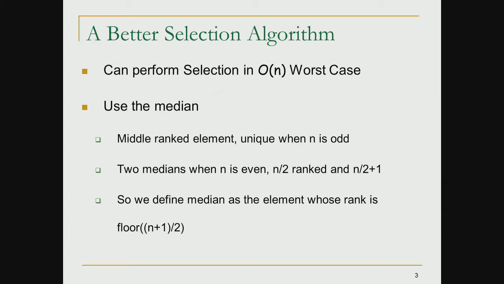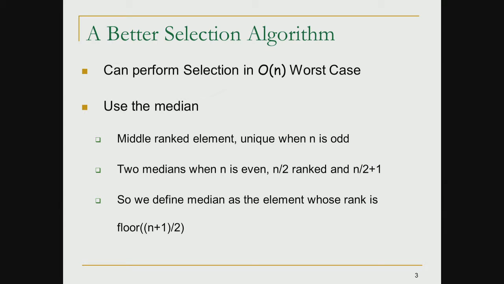In other words, our aim is to design selection algorithms which run in time order of n in the worst case. The main idea behind the algorithm that we are going to look at is the concept of a median. Let us just recall the definition of a median. Median is the middle ranked element in a given set of numbers. If there are n distinct odd numbers in the data set, then the middle ranked element is the unique element.